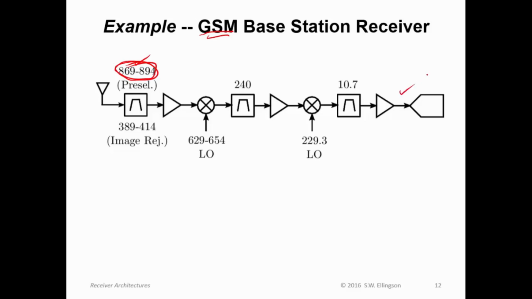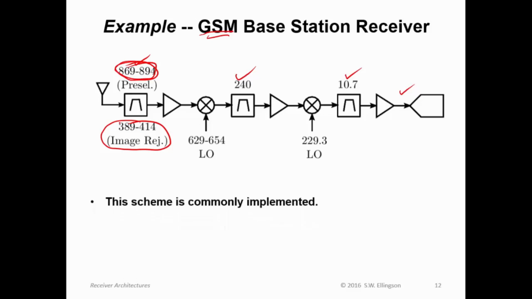Well, one way to do this is to go to an IF of 240 megahertz and then to an IF of 10.7 megahertz. That puts image frequencies in the range 389 to 414 megahertz. And this scheme is very commonly implemented. So this is a very common scheme for moving this range of frequencies to a digitizer with a center frequency of 10.7 megahertz.